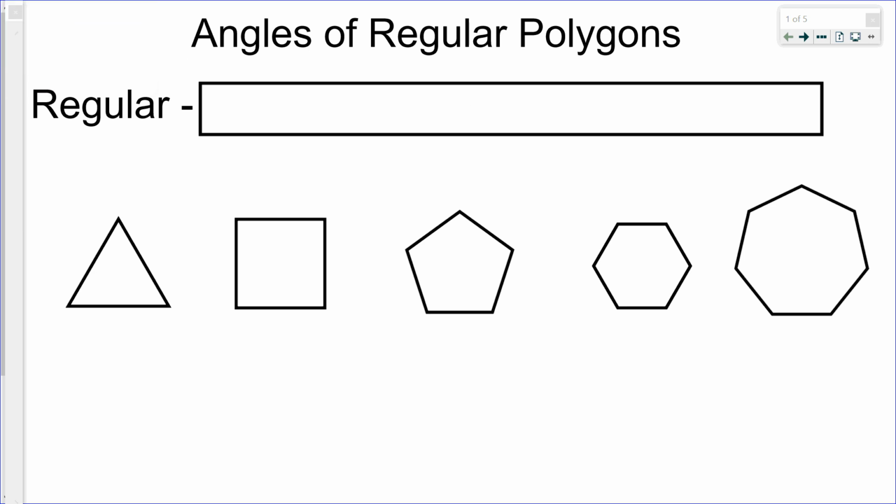Welcome. This video is talking about the angles of our regular polygons. So we're going to have two types of angles, interior and exterior, and then find the relationship depending on what type of shape it is or what type of polygon.